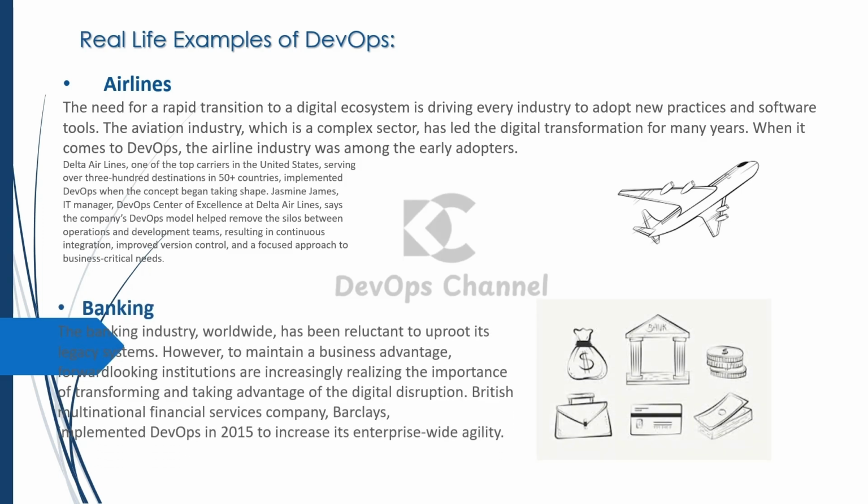Now the next one we have is banking. The banking industry worldwide has been reluctant to upgrade its legacy system, right? So if DevOps is adopted by banking, you need to understand that definitely it's secure. That's why it's being adopted by the banking sector. To maintain a business advantage, forward-looking institutions are increasingly realizing the importance of transforming and taking advantage of the digital disruption. British multinational financial services company Barclays implemented DevOps in 2015 to increase its enterprise-wide agility. And right now, most of the banks are adopting DevOps practice.